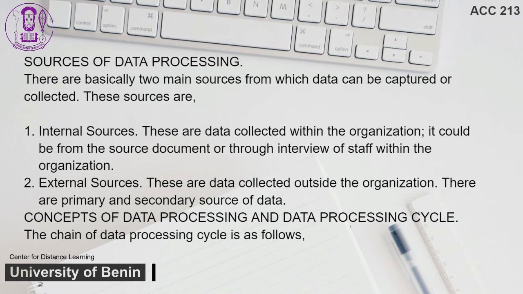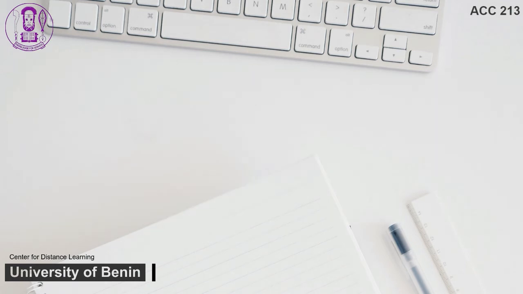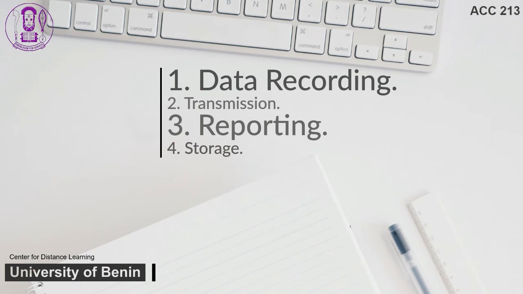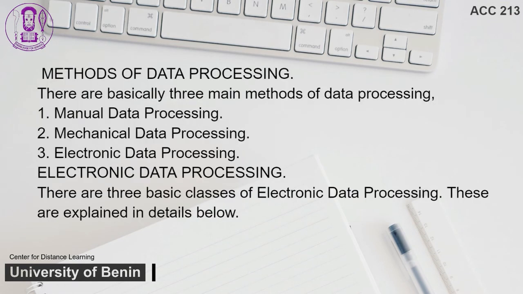Concepts of data processing and data processing cycle. The chain of the data processing cycle is as follows. 1. Data recording. 2. Transmission. 3. Reporting. 4. Storage. 5. Retrieval.